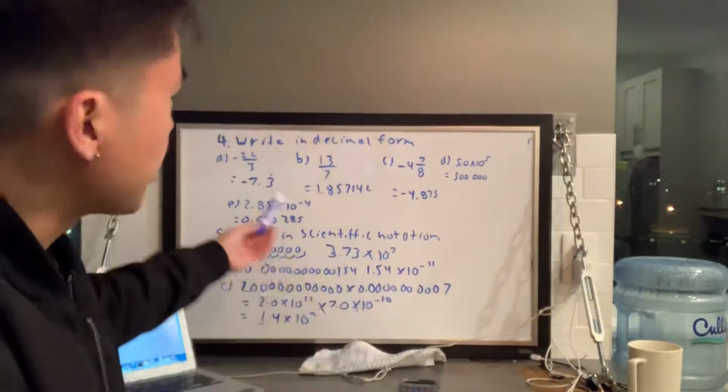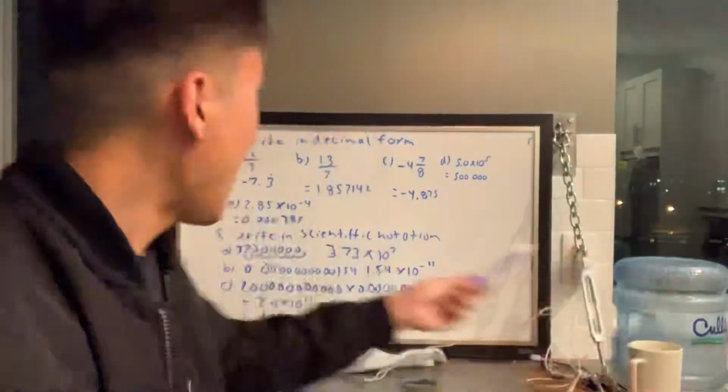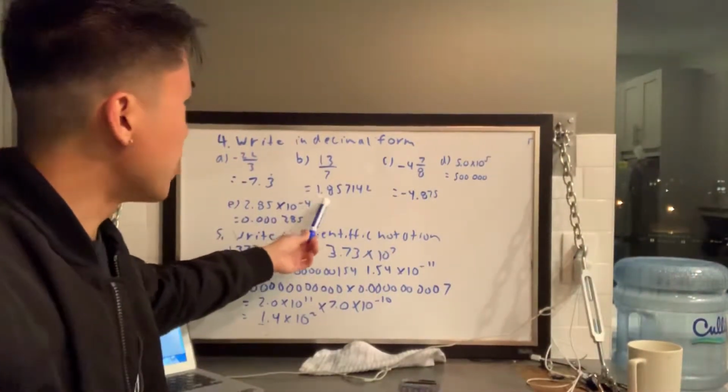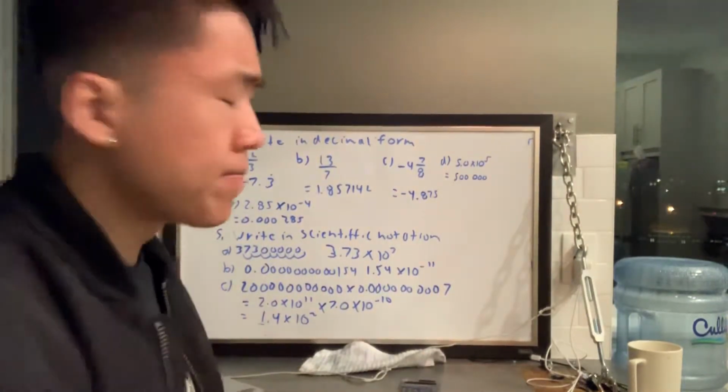But in your answers, it has the 3 with the dot on top. The dot on top just means the 3 goes on repeatedly. And right here, 13 over 7 is 1.857142 when you punch that in your calculator.